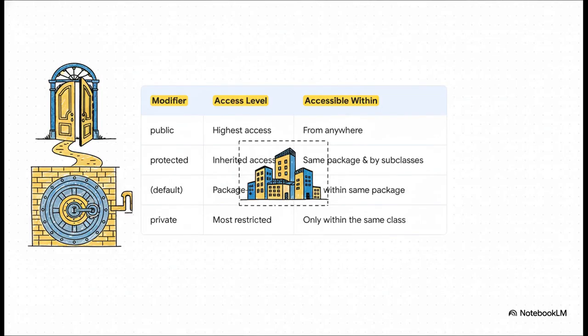Java gives us 4 of these levels. Public is like the main entrance to the building. Anyone can get in from anywhere. Private is the total opposite. It's the most restricted, like the delicate inner mechanics of the vault, only accessible from right there inside the same class. And then you've got protected and default in the middle, which give access to other related classes.